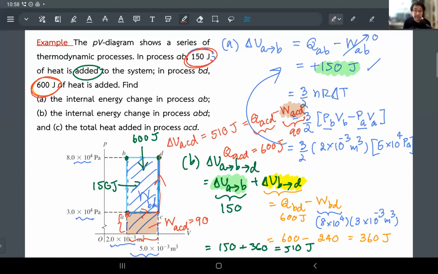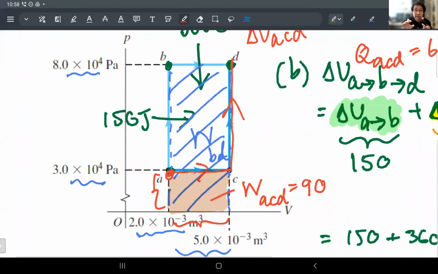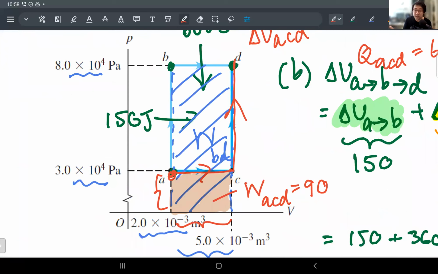But it takes less heat, and the gas performs less work as well. That's why it has to go together, because the change in internal energy is the same in both cases. Delta U has to be the same because you start at A and end at D. So you can expect that when you go from A to C to D, the area under the curve is smaller. So the heat is supposed to be smaller too, because you don't want to perform a lot of work. Something like that. Sounds good?